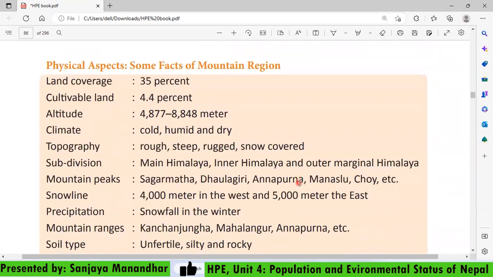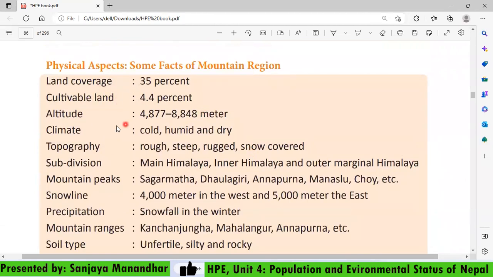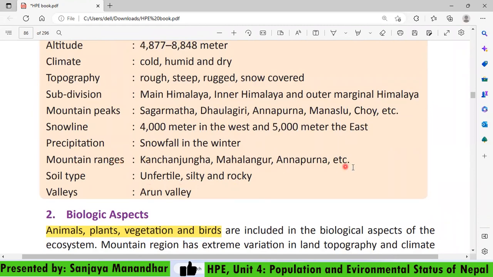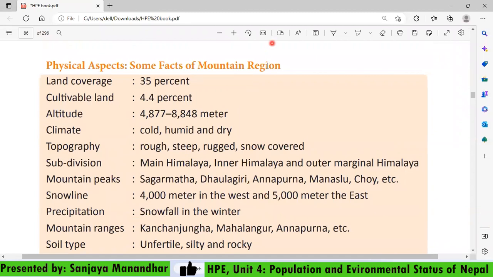Now, the same thing is given in this table. All of you can see this. Land area, cultivable land, altitude, climate, topography: rough, steep, rock, snow covered. Subdivision, mountain peaks, and snow line: 4,000 meters in the west and 5,000 meters in the east. Precipitation: snowfall in winter and no rainfall. Mountain ranges: Kanchanjunga, Mahalangur, and other mountains you can add here. Soil type: unfertile, silty and rocky type of soil. And valleys, among valleys we have Arun Valley. So this one also is very important. You can remember this.